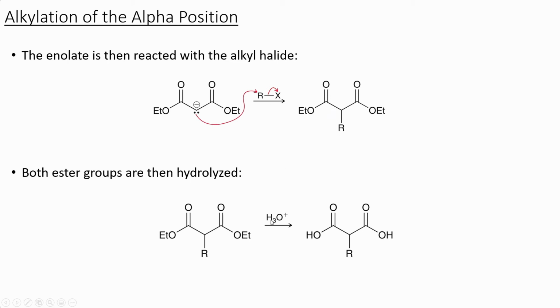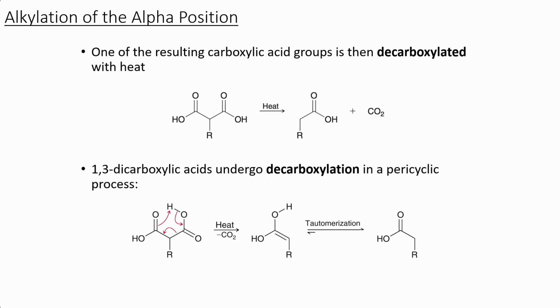In the presence of acid, we'll hydrolyze both of the ester groups into carboxylic acids. In the presence of heat, one of the carboxylic acid groups is then decarboxylated, and you can see the mechanism here. It's a 6-electron, 6-membered ring transition state, which leads to an enol, which can then tautomerize back into a carboxylic acid.